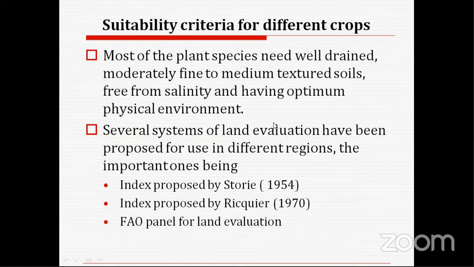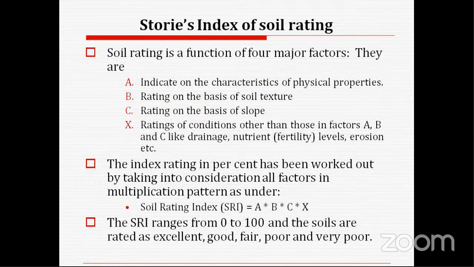Now we will see the index proposed by Storie. Storie index. Mainly 4 factors are there. What is those? A, B, C, X. See, students, Storie. What is the meaning of A? Index on characteristics of physical properties. You want to see, so first index is given, more important physical properties. B is rating on base of soil texture. C is rating based on the soil slope. And X is rating on conditions other than those factors. These three factors, like drainage, nutrient index, level, erosion. So X is nothing but other than these three. All are included in X. This is what given by the Storie index.